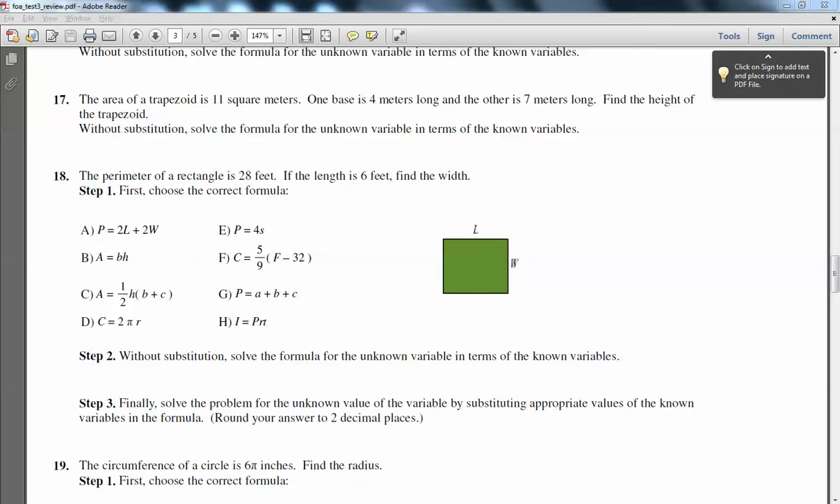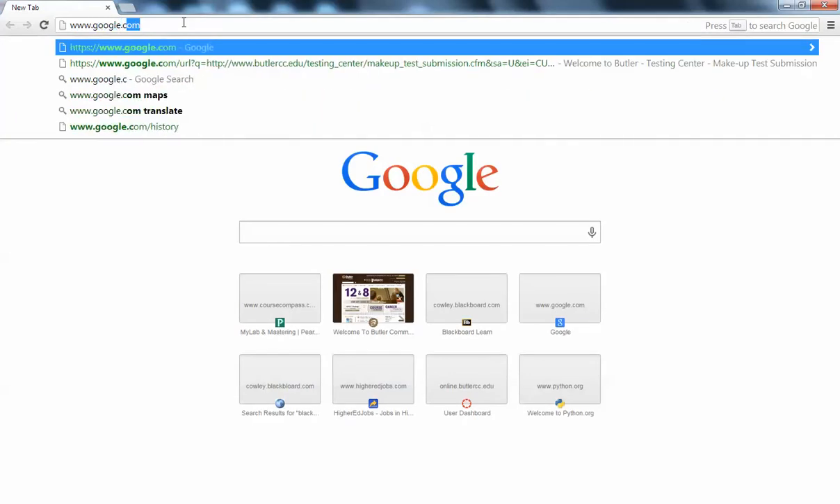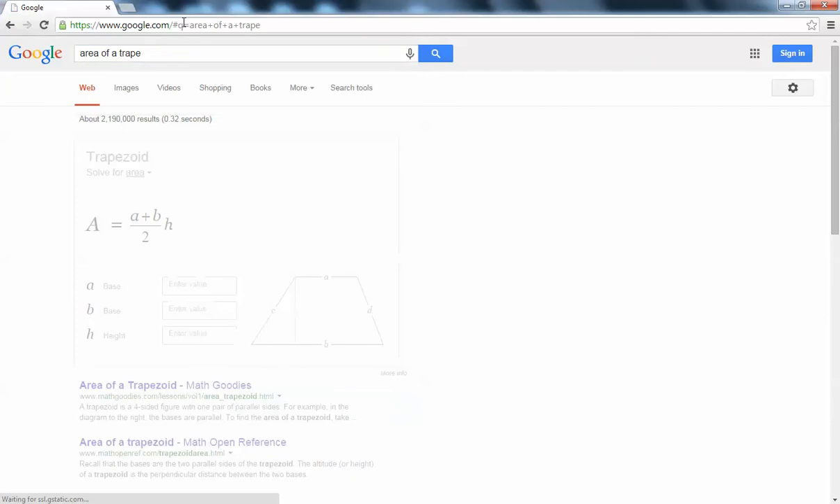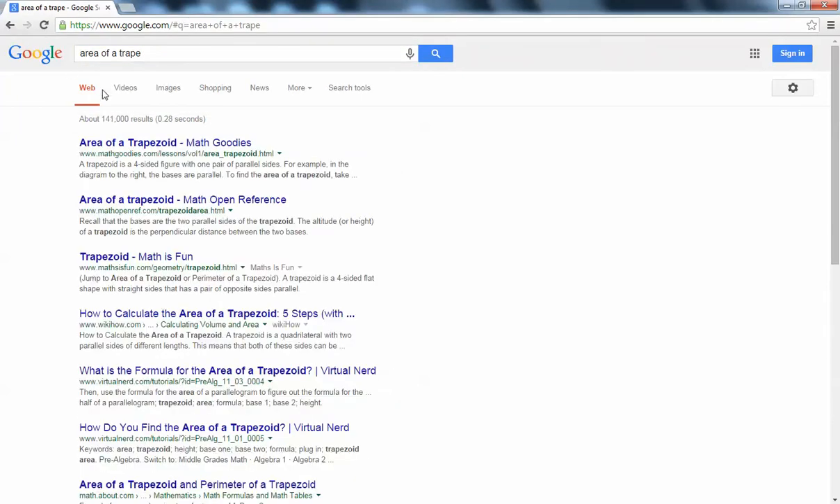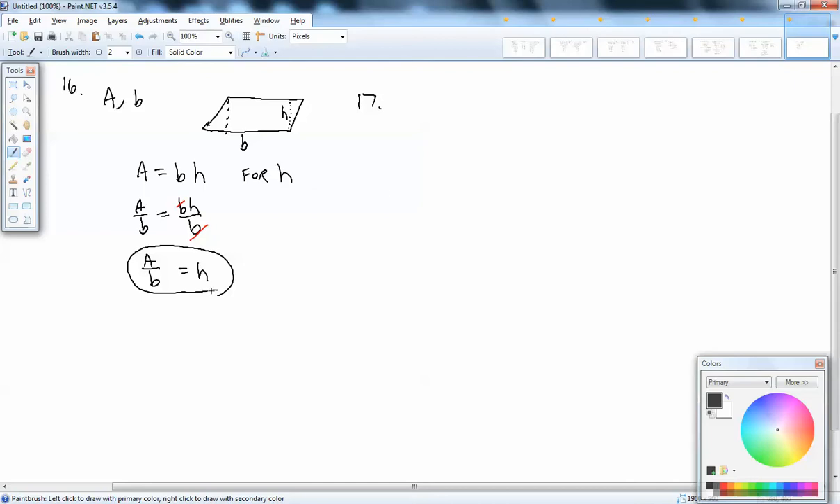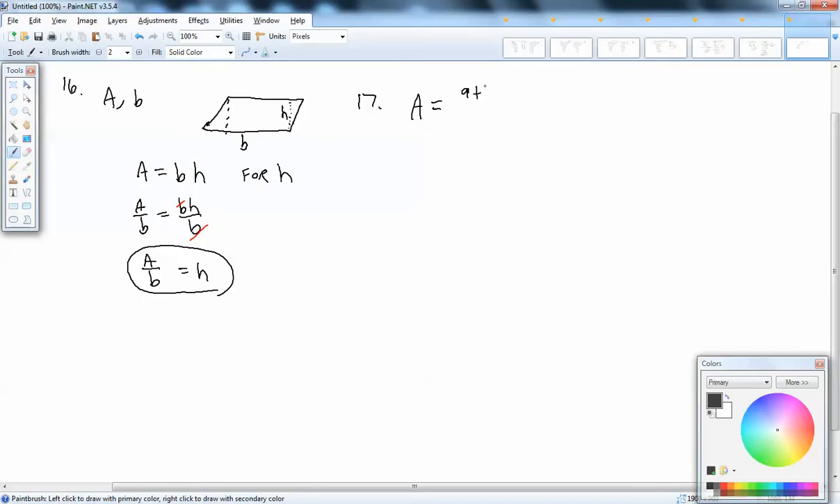Let's see if this comes up. Okay. Area of a trapezoid. Oops. I had it. There it is. Okay, area is equal to a plus b over 2 times h.